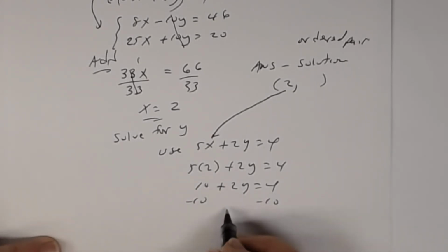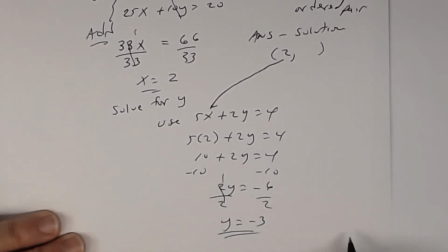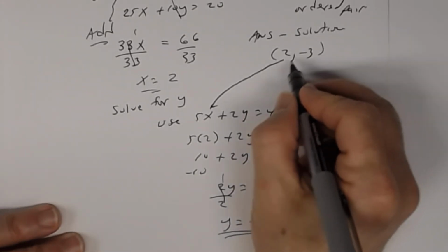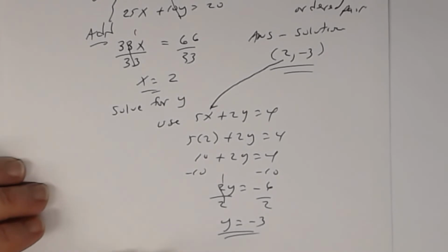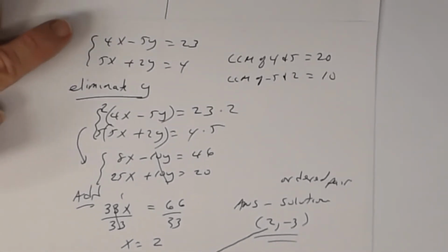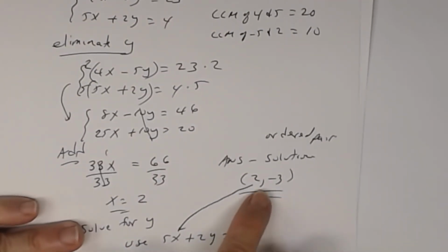Subtract 10 from both sides. I get 2y equals 4 minus 10, which is a negative 6. Divide both sides by 2. I get y to be negative 3. And so there's your ordered pair. There's your solution. So the ordered pair that makes this system true, both equations true at the same time, is this ordered pair where x is 2, y is negative 3.